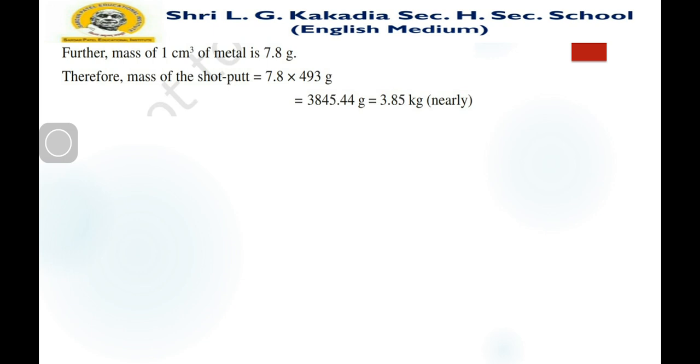Further, the mass of 1 centimeter cube of metal is 7.8 grams. Therefore, the mass of this shot put is equal to 7.8 into 493 grams, which is equal to 3845.44 grams, which in kilograms, if we divide it by 1000, then we get nearly 3.885 kilogram. So the shot put has a mass of nearly 3.85 kilograms.